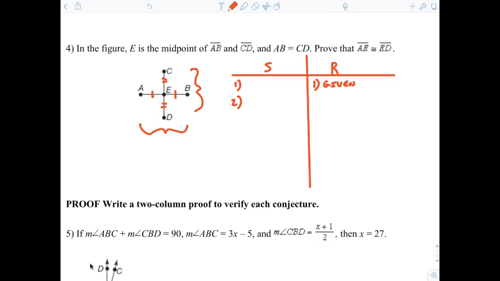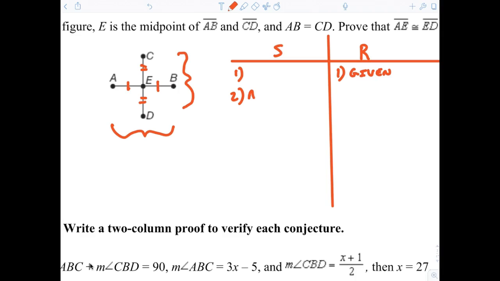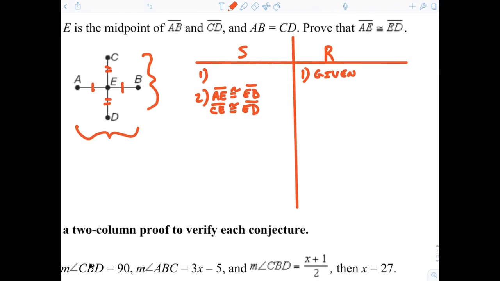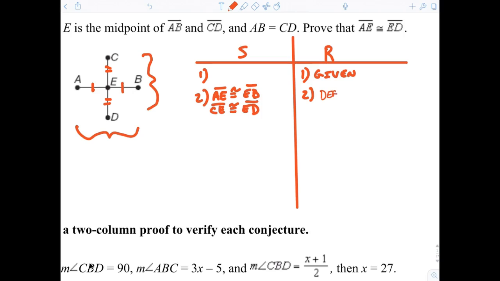That's exactly correct. So we now can say that AE is congruent to EB, and CE is congruent to ED. Is everybody with me on this? And then we could just simply say that that is the definition of midpoint.